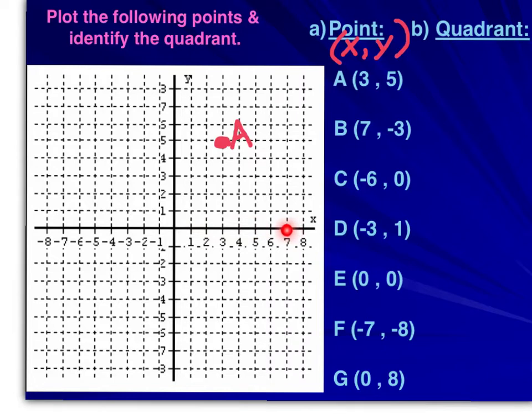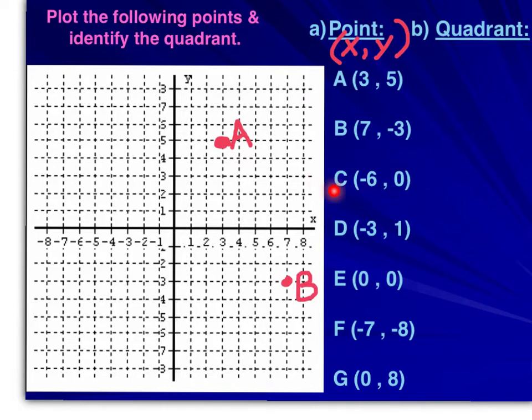Negative 3 is the y value, so 1, 2, 3 down. So my second point, point B, will be located right here. Okay, and again, I want to remember to label. Point C, we'll start moving a little more quickly.